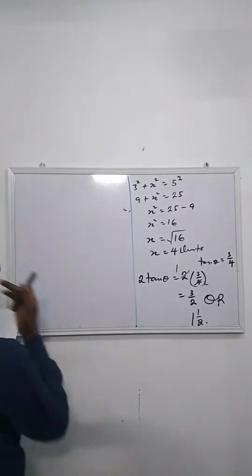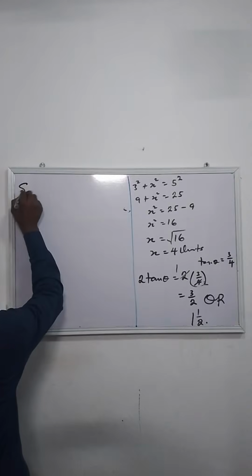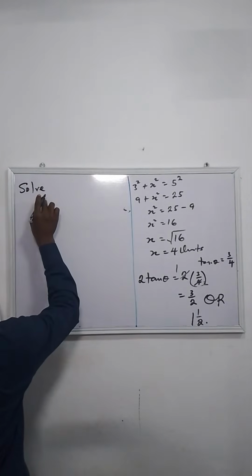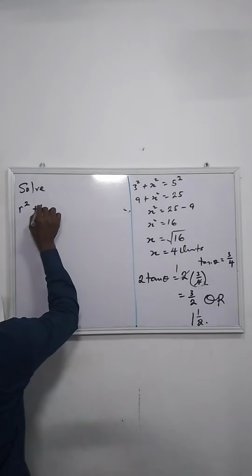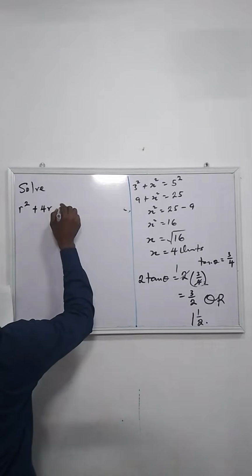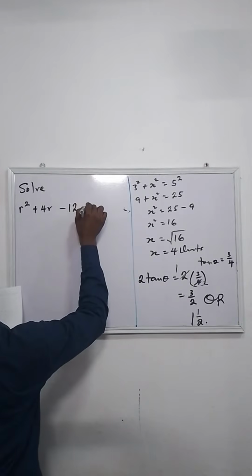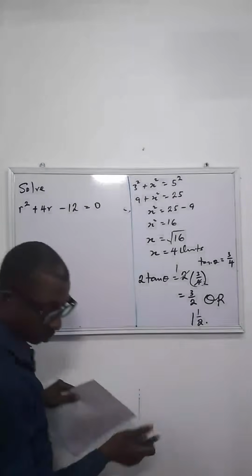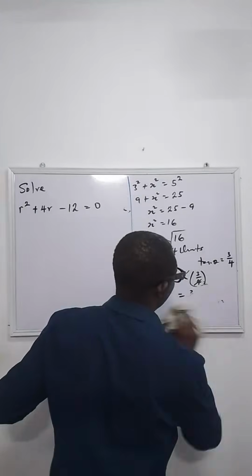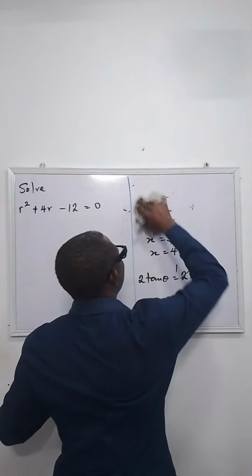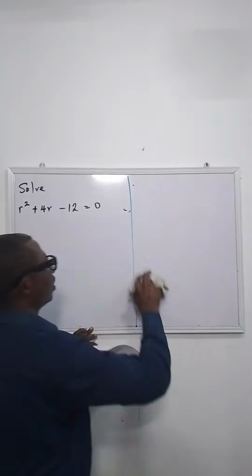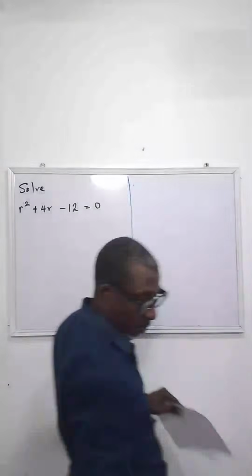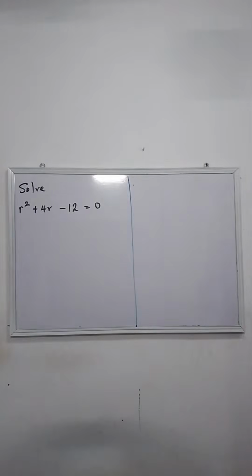The second question is under quadratic equation. Solve r squared plus 4r minus 12 equals 0. So that is the question. Let's see, how do we solve this? Before I solve, I want you to also make an attempt, try something before we commence solving.